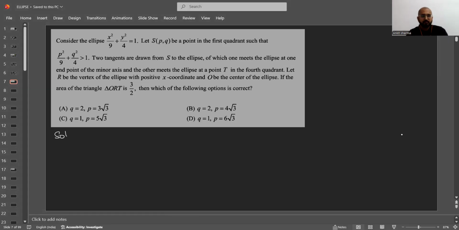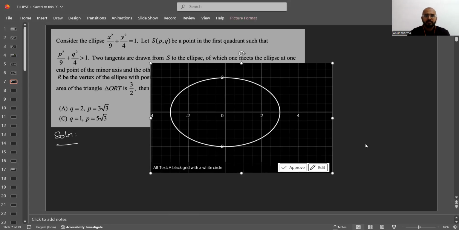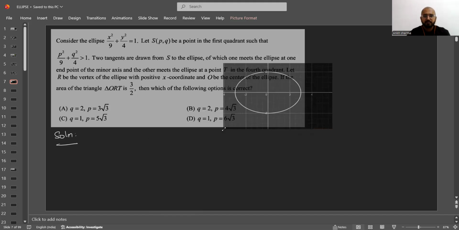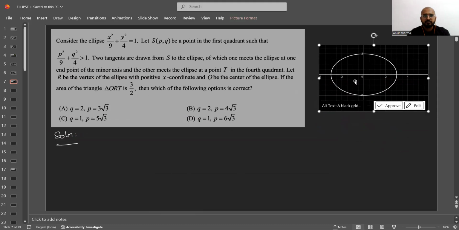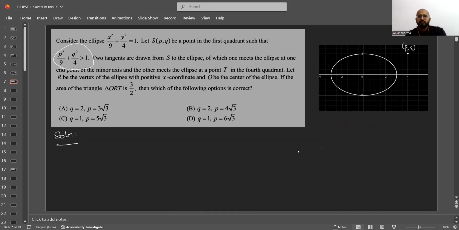Looking at this question, here we have an ellipse, and P comma Q be the point in the first quadrant, such that, just let me draw this ellipse first. So I have an ellipse here, and now P comma Q be the point in the first quadrant. So we can imagine it this way. This is my point P comma Q in the first quadrant, and since this is saying outside, this is like S1 positive.